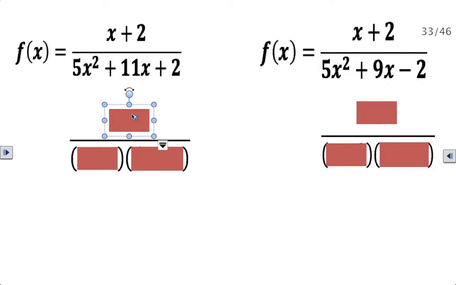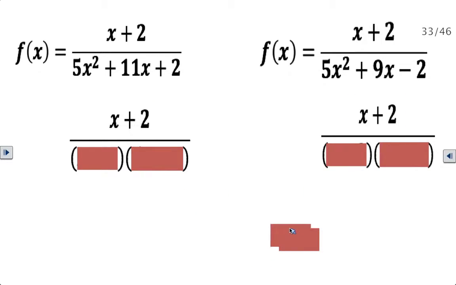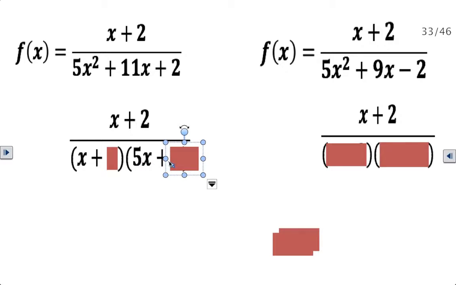In this case, we know that our numerator is just going to be x plus 2. That cannot factor anymore. And then for the denominator, we need two factors. On this one, you need two factors where the first terms will either be an x or a 5x. Okay. And then because I have a plus sign here, the signs for both of these factors will be the same. And because I have a plus sign here, they are both going to be a plus. So it'll be x plus some number and 5x plus some number.